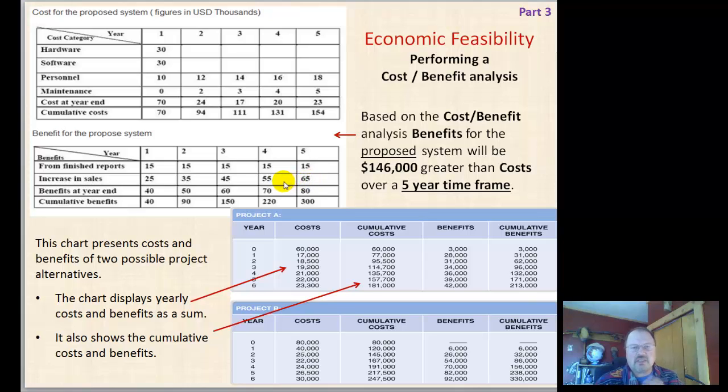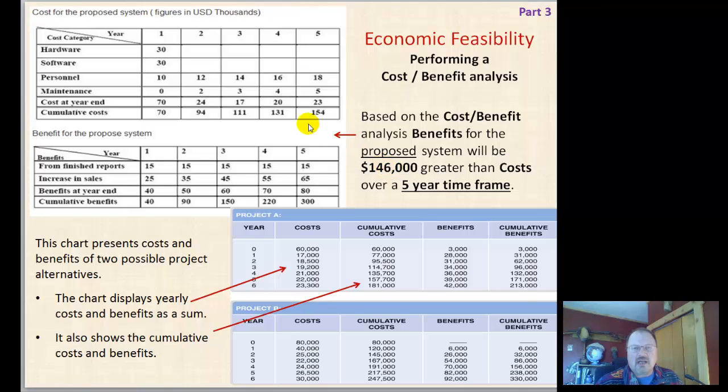So we see increased sales. We then have to show the benefits at the end of the year, which will be those per year, and then cumulative benefits we'll have to add up here. So what we really see, based on the cost-benefit analysis, the benefits of the proposed system will be $146,000 greater than the cost over a 5-year time frame. Remember, there's an $8,000 difference.